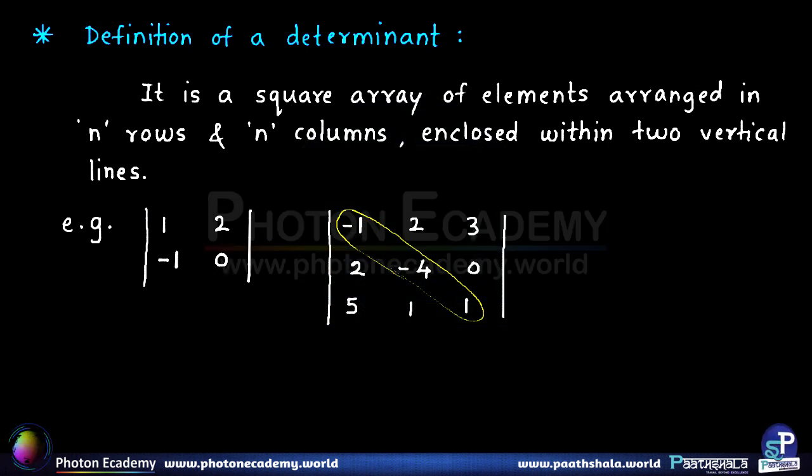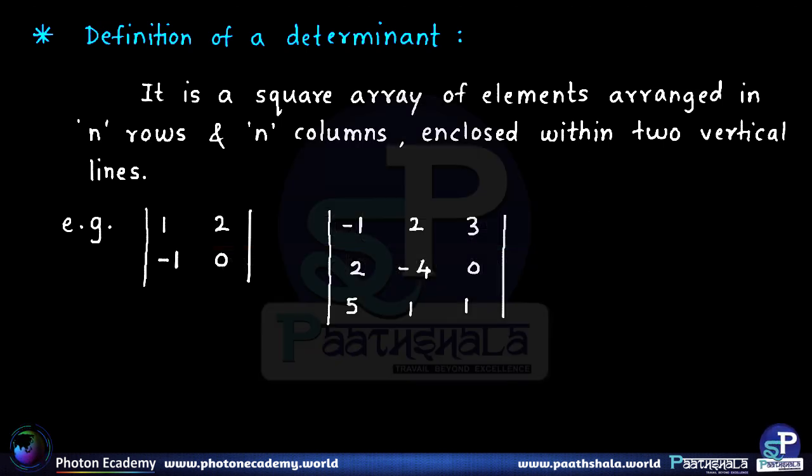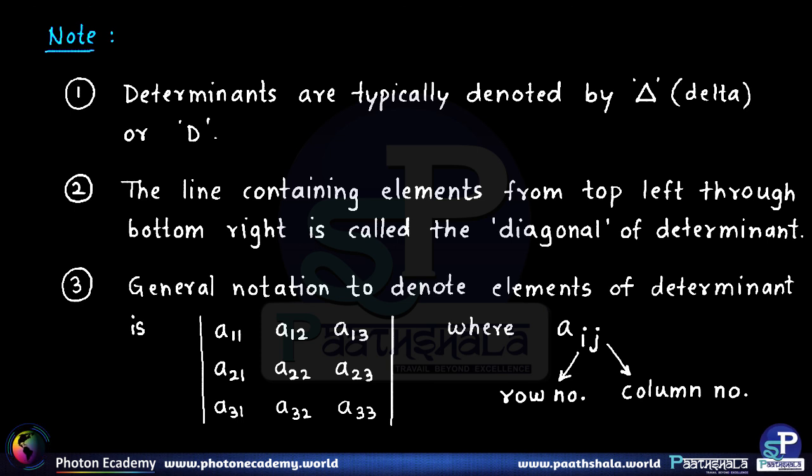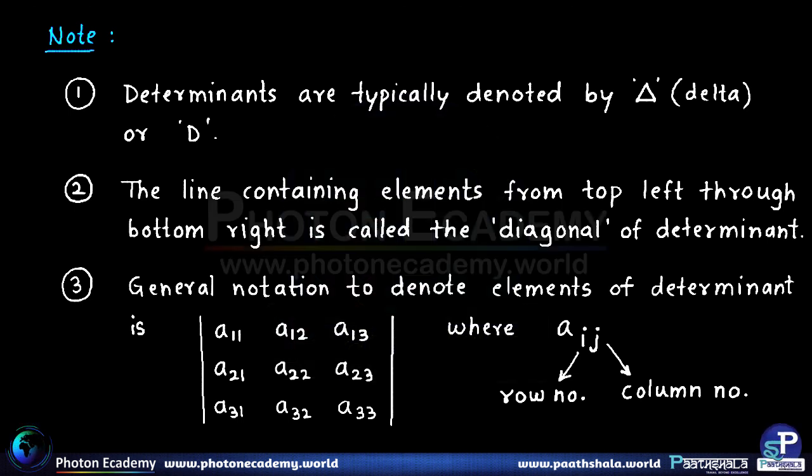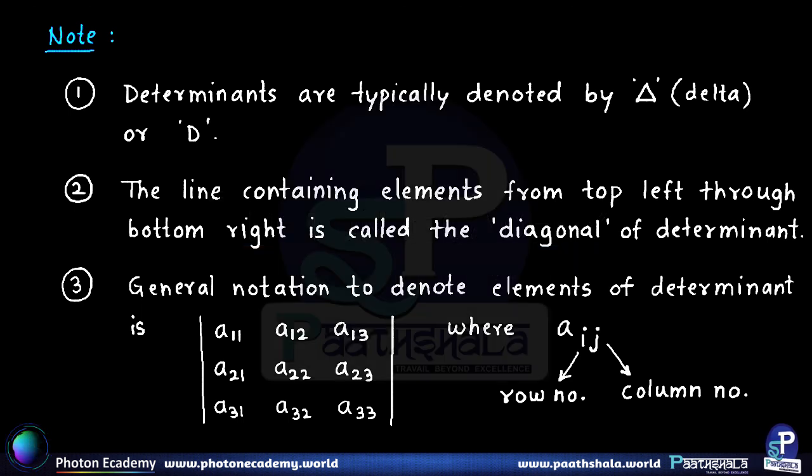So let us move ahead and see some of the further terminologies related with the determinant. Alright, now a determinant is denoted typically by either a delta symbol or just uppercase D. So if there is more than one determinant, then we may denote them as delta 1, delta 2, delta 3 and so on. Next, the line containing elements from top left through bottom right is called the diagonal of the determinant, as we have seen just now.